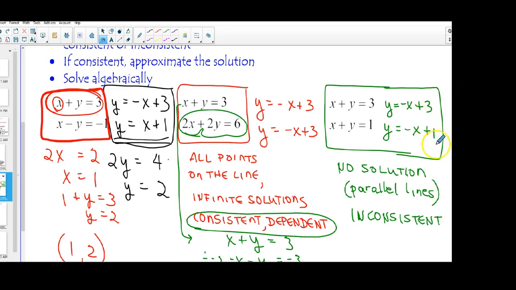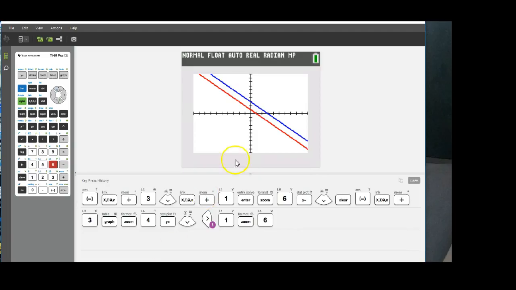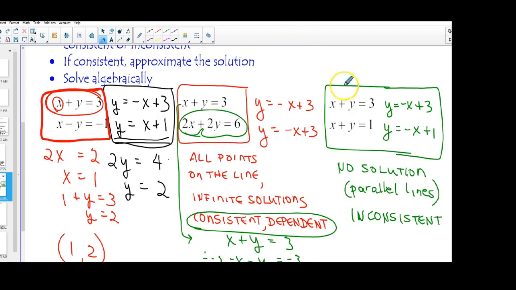So you've entered the equations y equals negative x plus 3 and y equals negative x plus 1, and you find that those two lines do not intersect. In fact, the lines are parallel. They are parallel because they have the same slope. This system has no solution. There's no point that the two lines have in common. So in the event that there is no solution, the system is called inconsistent.